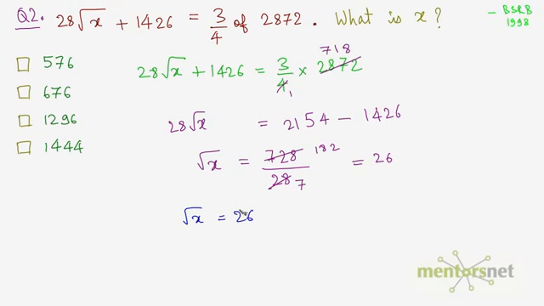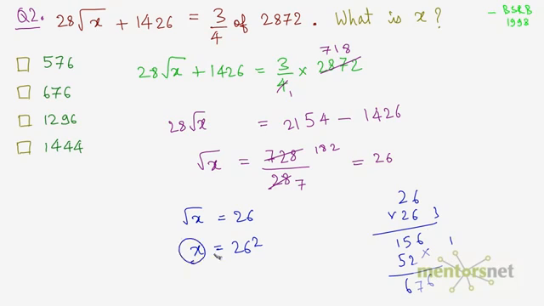So taking square on both the sides of equal to, you get x equals 26 square. And 26 square, let us calculate it. 26 times 26, you get 6 6s are 36, 3 carry, 6 2s are 12, plus 3 is 15, 6 2s are 12, 1 carry, 2 2s are 4, plus 1 is 5, and this is 6, 5 plus 2 is 7, 5 plus 1 is 6. So you get 676 as the value of x. Therefore, the correct answer is option B.